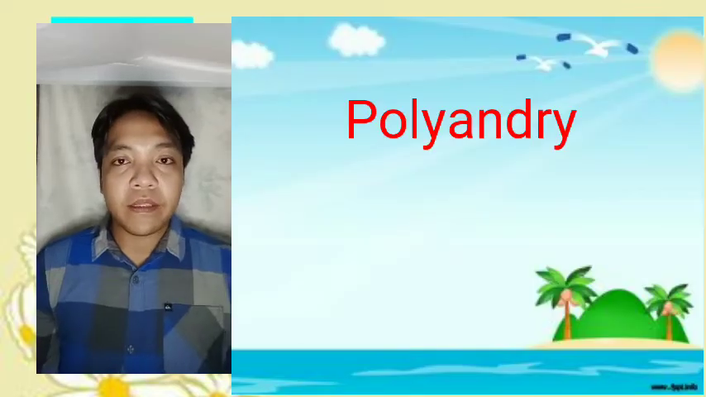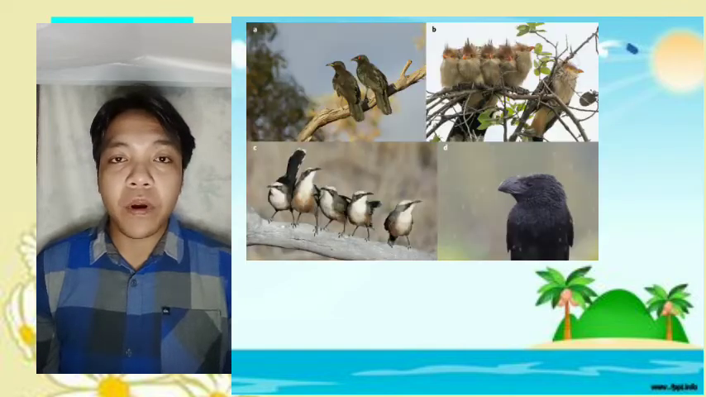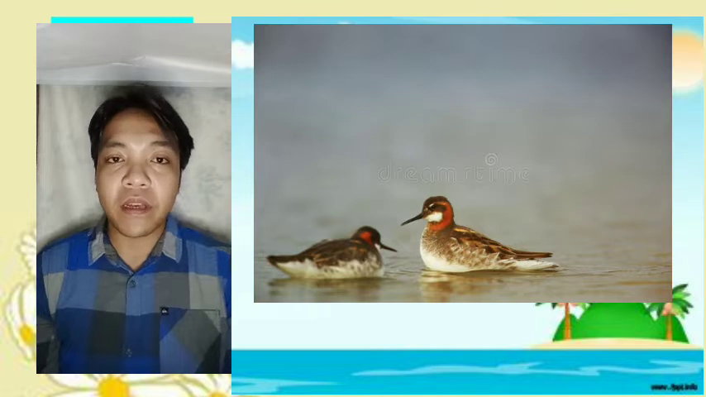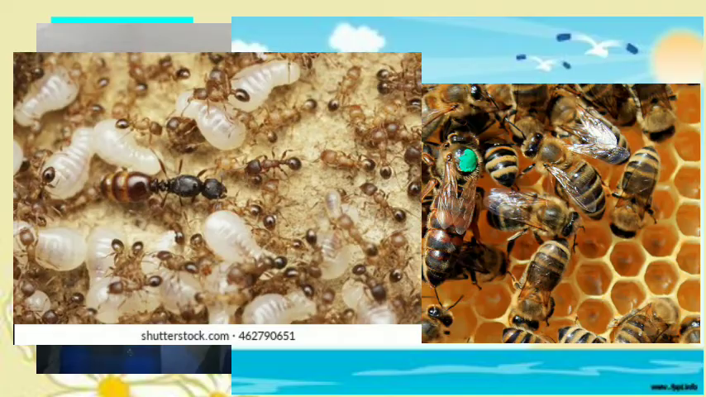For the polyandry mating system, one female mates with several males. This type of mating system is relatively rare. Polyandrous species are also dimorphic. Birds are a common example for polyandry. One example is the red-necked phalarope, where the females are more ornamented than the males and the male provides incubation and parental care while the female seeks additional mates. Other examples of polyandrous species are the queen honeybee and queen ant.